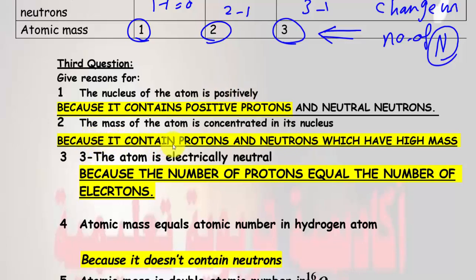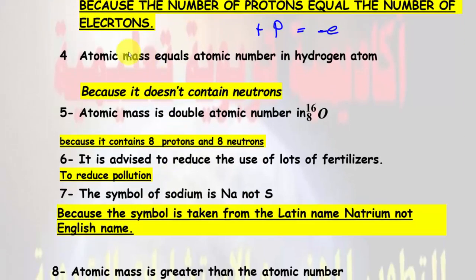Or you can say because it contains protons and neutrons which have high mass. The atom is electrically neutral, we said also before, because the number of positive protons equals the number of negative electrons. Let's move to number 4. The atomic mass equals the atomic number in the hydrogen atom.